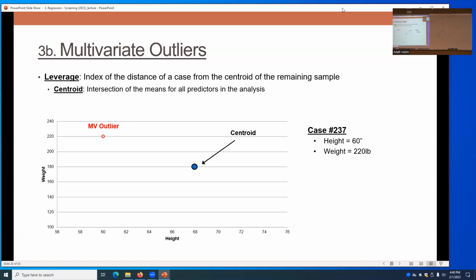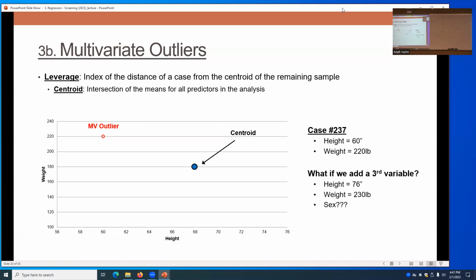And so now all of a sudden, we've got something that's different in multivariate space from where we're at here. Okay, so case 237, we've got height 60, weight 220. We have to identify this as a multivariate outlier because of the combination of these two things, this height and this weight. Not necessarily extreme on their own, but the combination of those two together makes that an extreme case.